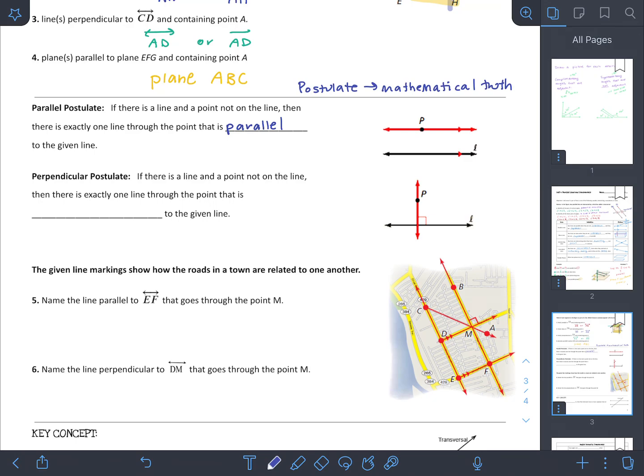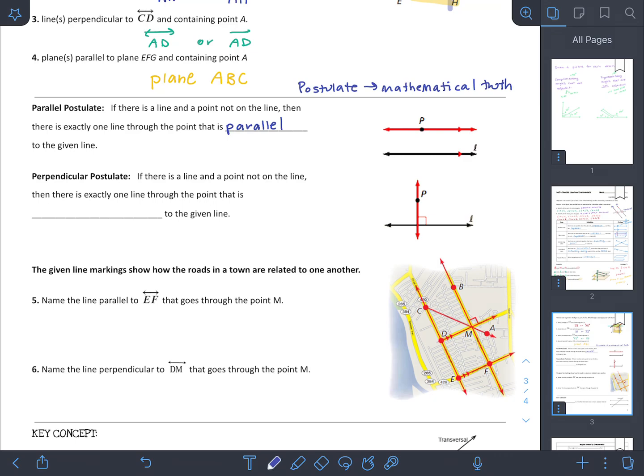And that is shown in the diagram on the right. So if we have a line and a point that's not on the line, say I have line L, and then I have point P just hanging out, there is only one line that can go through point P and also be parallel to line L. The red line would be the only option for that, and that's just the parallel postulate.